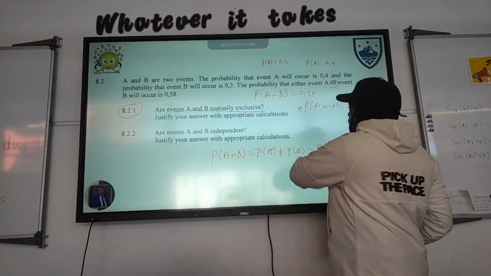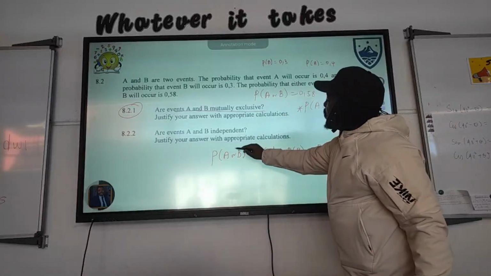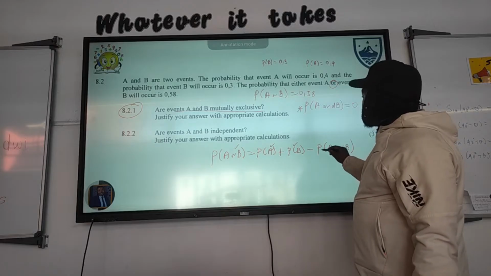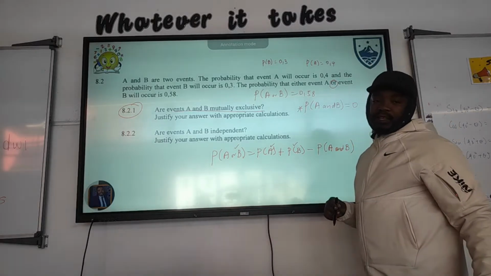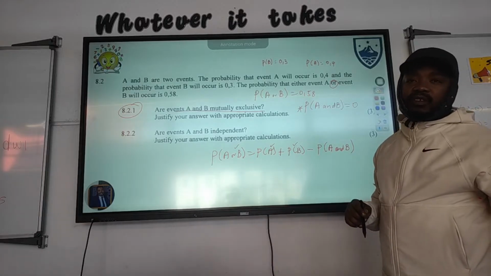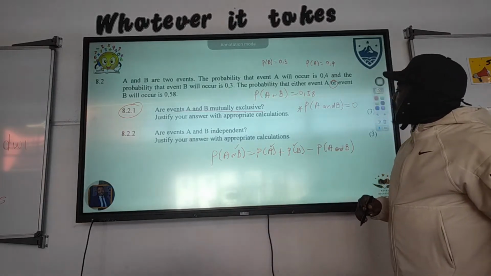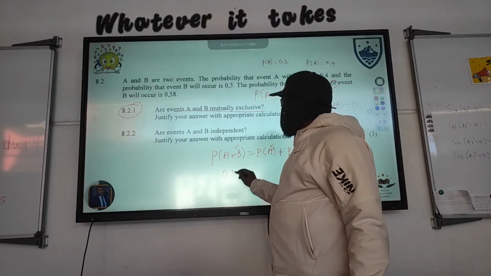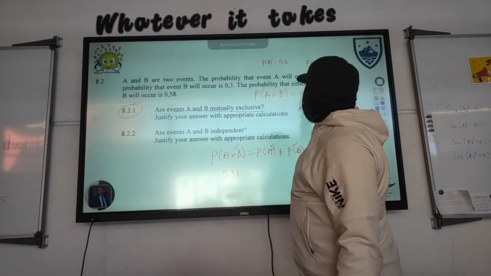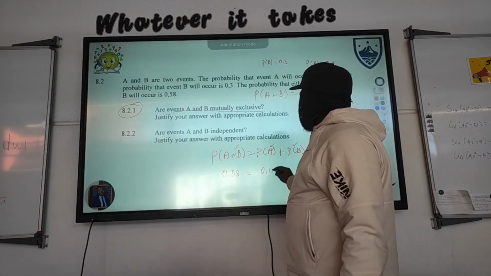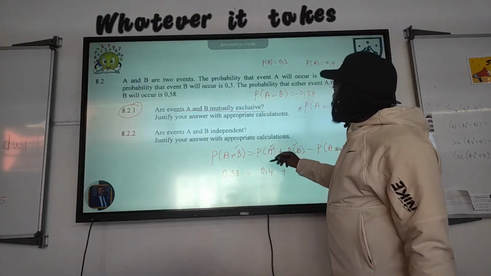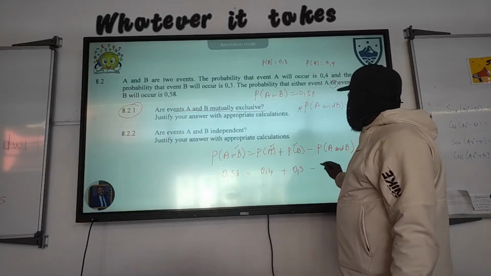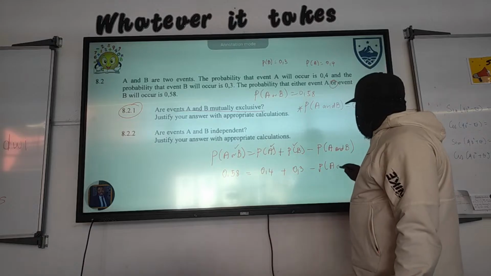So after substituting all these values, because we have the probability of A or B, the probability of A, and the probability of B, if we get that the probability of A and B is 0, then we can conclude these two events are mutually exclusive. But for now, we cannot say. So let us substitute: 0.58 equals the probability of A, 0.4, plus the probability of B, which was given to us as 0.3, minus the probability of A and B happening at the same time.